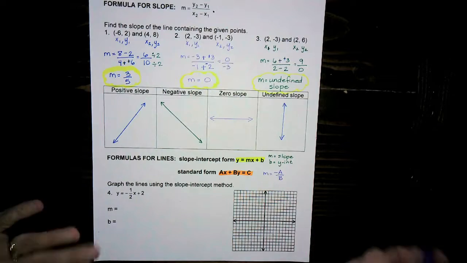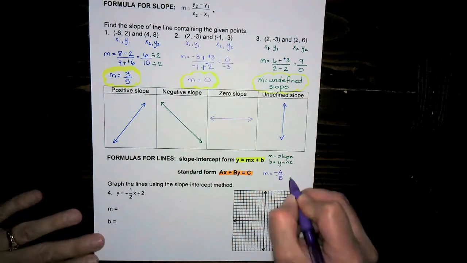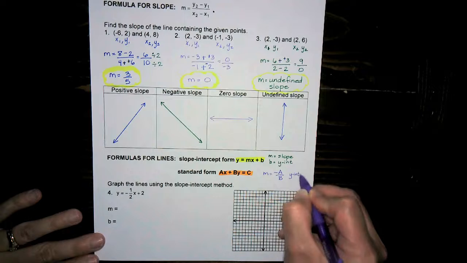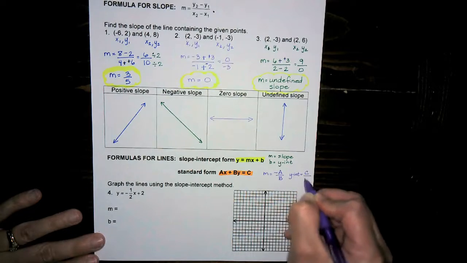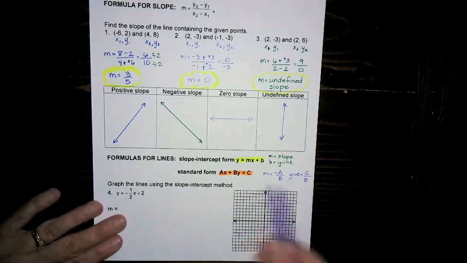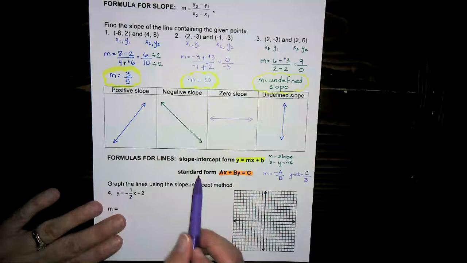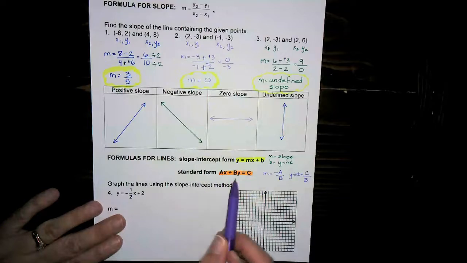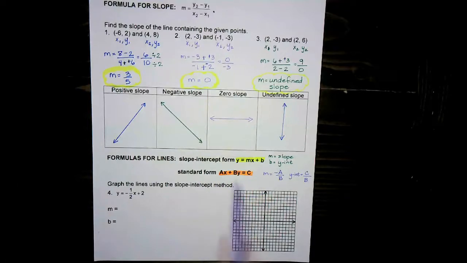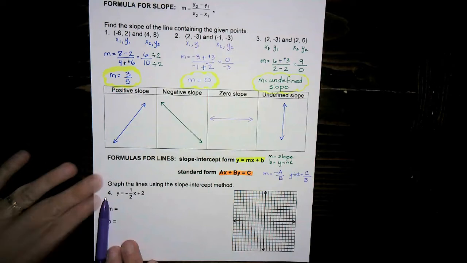Negative a over b. And your y-intercept is c over b. But in order for these to work, you have to make sure it's in standard form, which means x and y are on the same side of the equation. So look here at number 4.